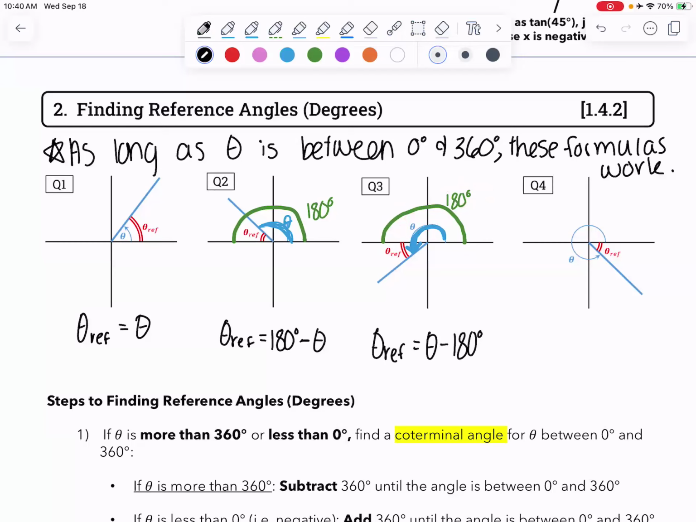For quadrant 4, I use a little bit different reasoning here. I know that the whole way around the circle is 360 degrees, right? If I do the whole thing, that is 360 degrees. In quadrant 4, this theta angle takes up all of that, and there's a little bit left here. So it's the whole circle minus this part, which is theta. So 360 minus theta will give us our reference angle.